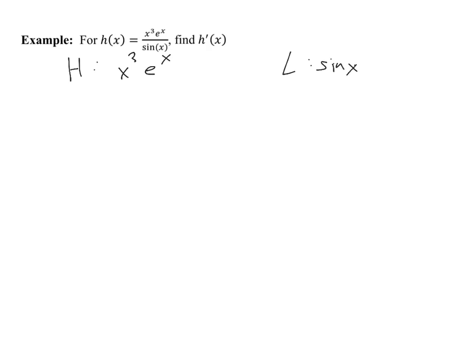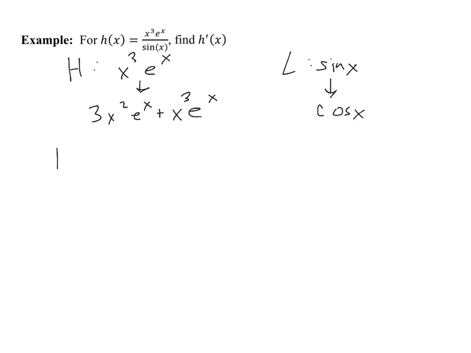Okay. The derivative of the high function, you guys notice that's going to take a product rule, right? I'm going to do 3x squared e to the x plus x cubed e to the x. I was just letting those guys take turns being the derivative. The derivative of the lower function is really easy. D low is just cosine x.